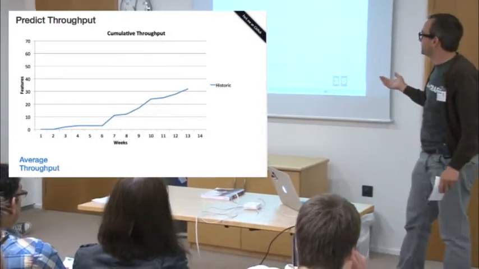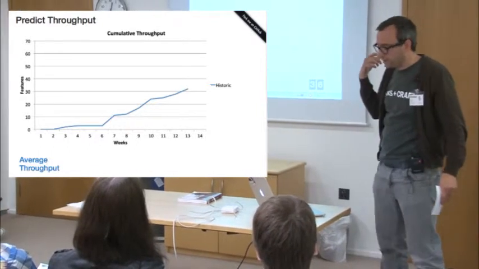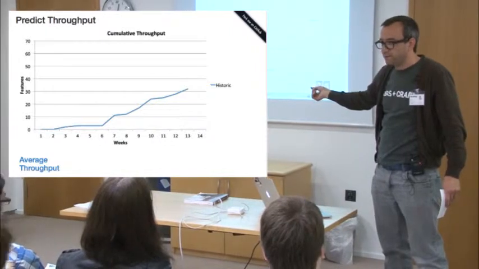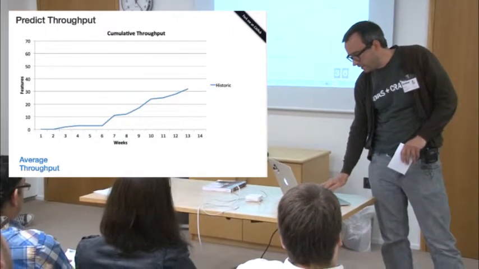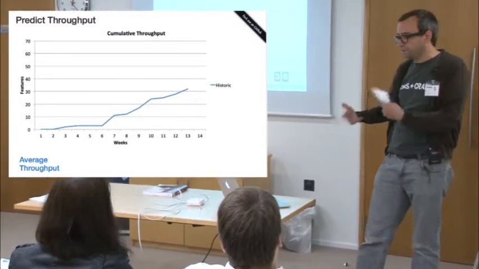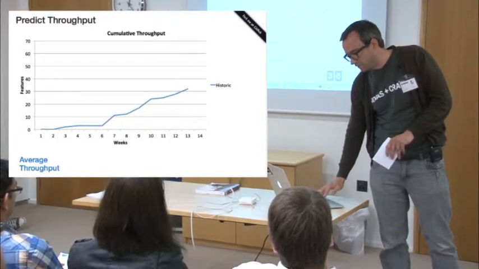And you can then use that to predict for another project. So if this was a project that I was involved in about a year ago, and I posted this on the Kanban dev mailing list for some example data. If we were just going to predict the throughput for the next project, I did something very straightforward. I said, well, what's the average throughput of the last one?